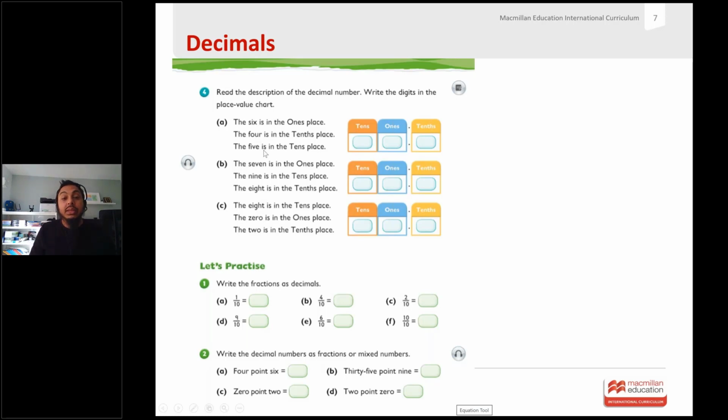The abstract is where we want our children to get to, right? We don't want them to always stay using the concrete and pictorial. The aim of the CPA approach is for us to get them onto the abstract and not just let them linger in concrete and pictorial.